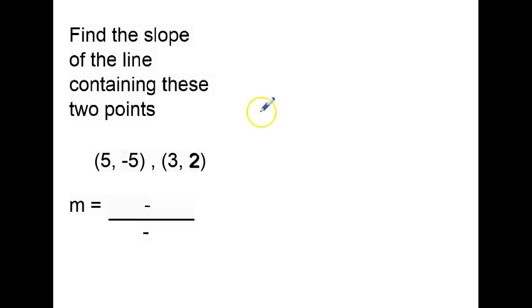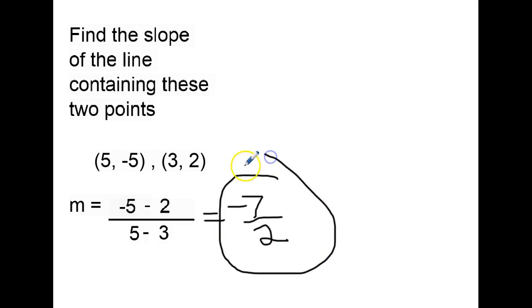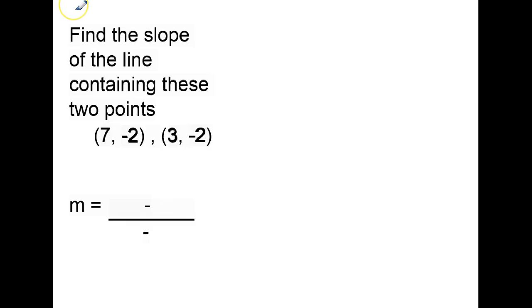All right, we're back. Again, if I'm going to do this problem, I subtract the y's on the top. I subtract the x's on the bottom. And I work it out from here. Negative 5 minus 2 is going to give me negative 7. 5 minus 3 is 2, so the slope is negative 7 halves. Let's try one more for good measure. Hit pause and calculate the slope between these 2 points.